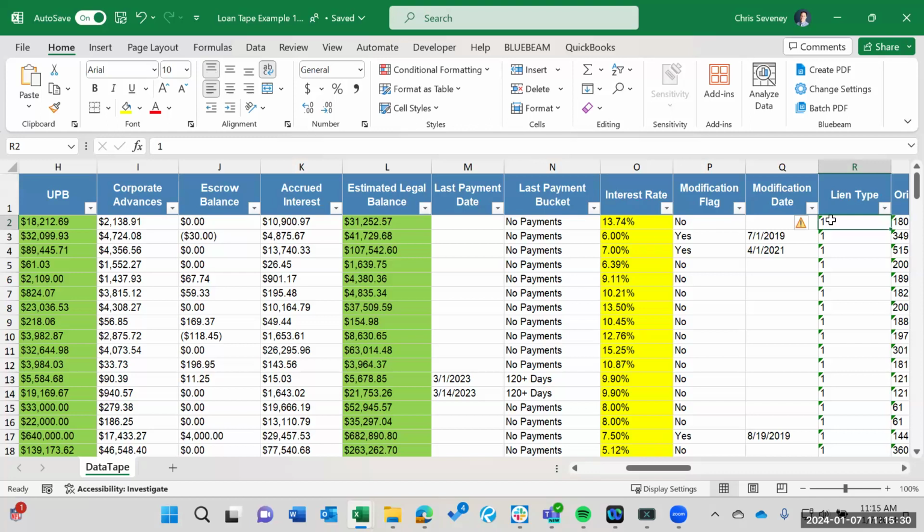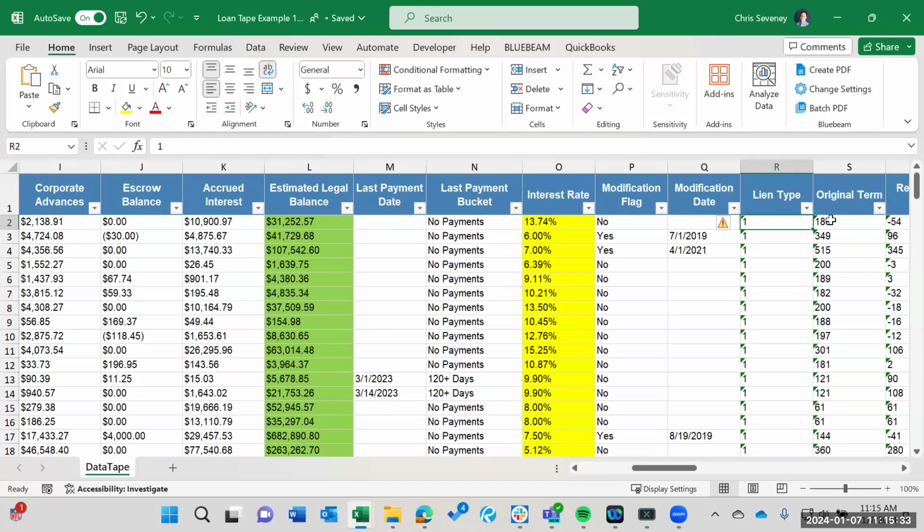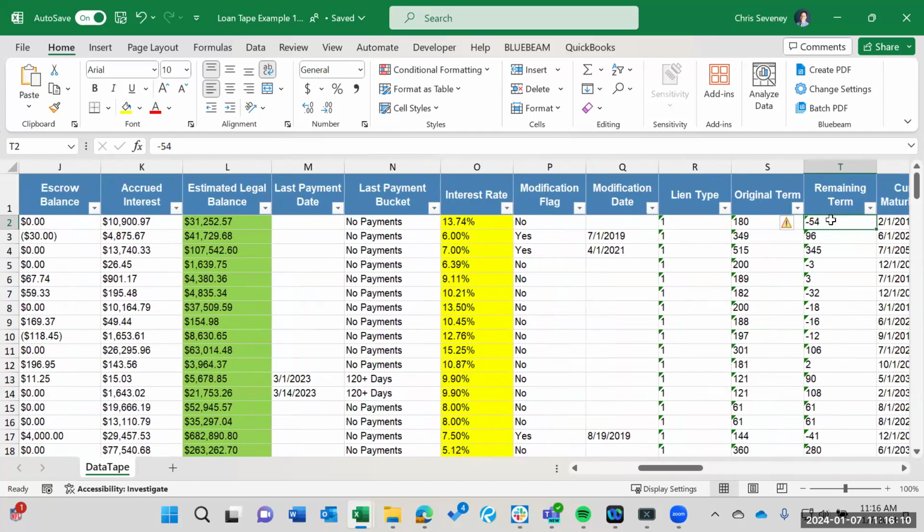Lien type. This is typically the position of the lien. Is it in first? Is it in second? Original term. This is the original term of the loan when it was originated. Typically, you see these as 180 or 360 because they're 15 or 30-year loans. When you see 189, 182, some of these random terms, a lot of times those were not originated by a traditional lender. It was originated maybe by seller financing or some other type of deal. But that's what the original term is.